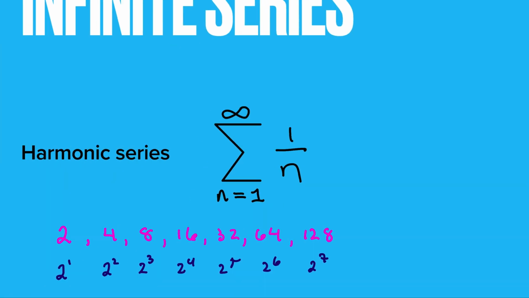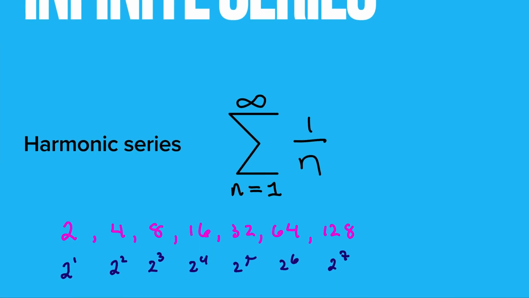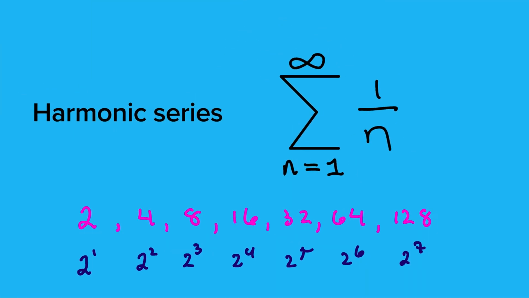So here is the harmonic series. You're adding up 1 over n. Down here I have written 2, 4, 8, and so on. That's 2 to the 1, 2 to the 2, 2 to the 3, and so forth. Notice that is counting 1, 2, 3, 4, 5.